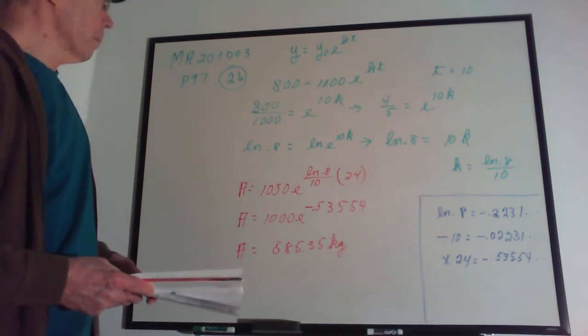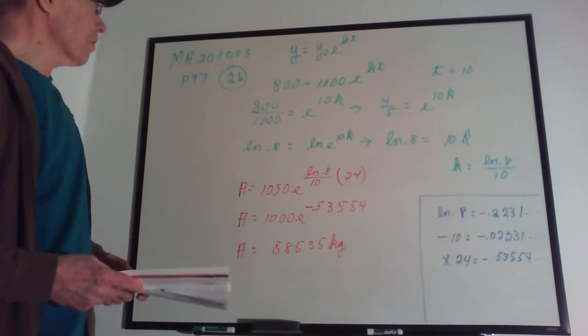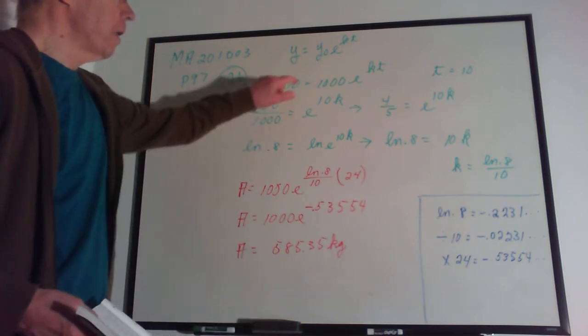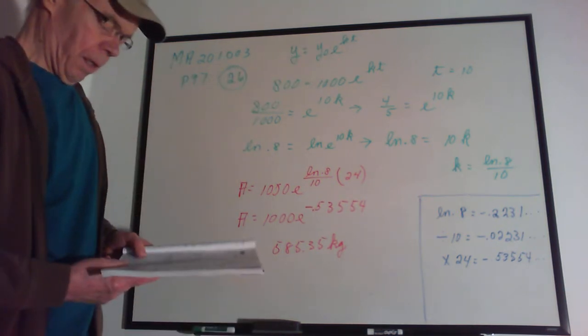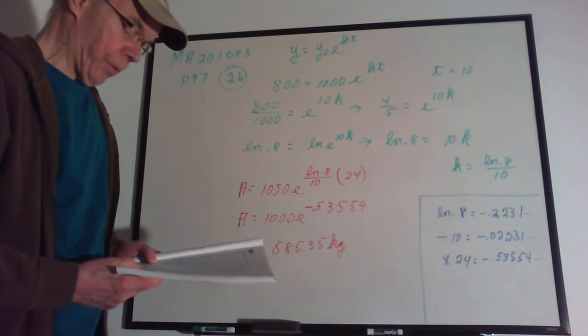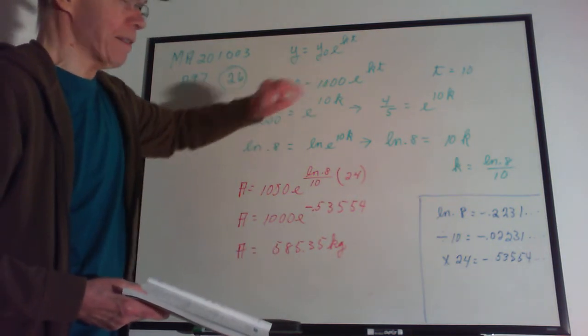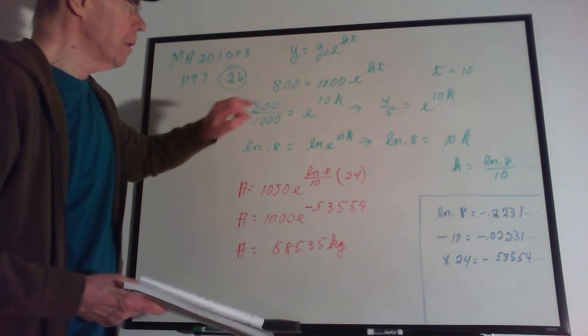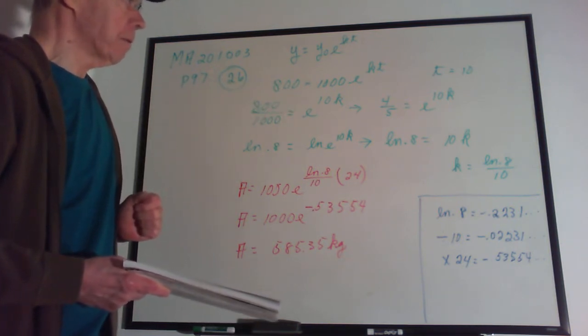Somebody emailed me about problem 26 on page 97. You're going to use this formula. It says that you start out with 1,000 kilograms of raw sugar. That's Y sub 0, that's the initial amount. You want to end up with 800.